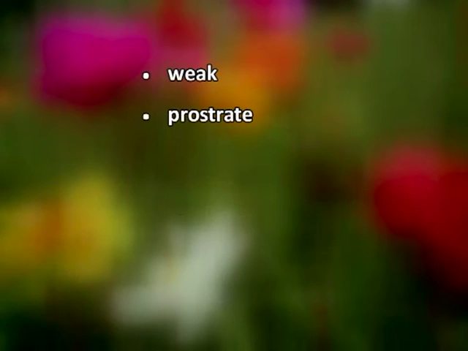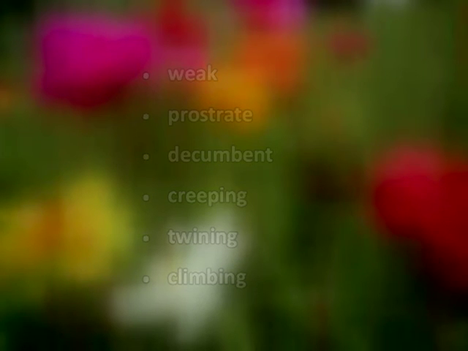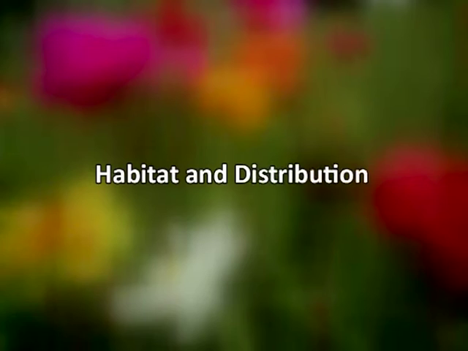The main axis of the shoot system is called a stem. It is the ascending portion of the plant body and bears distinct nodes and internodes. Branches, leaves and buds may also arise at the nodal regions. Stem may be erect and strong or may be weak, prostrate, decumbent, creeping, twining or climbing type. Now we will discuss its habitat and distribution.